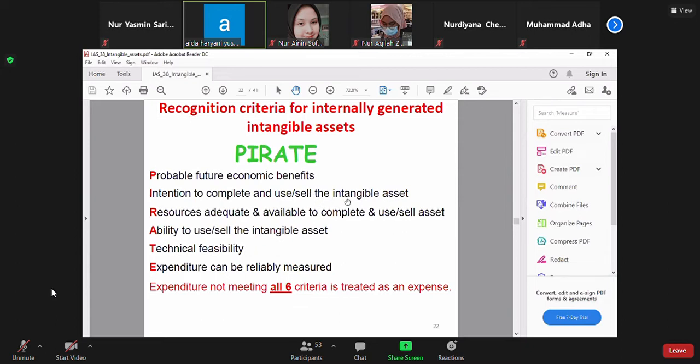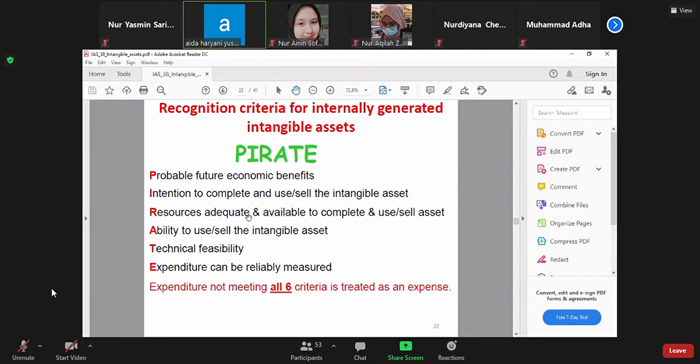Intention to complete and use and sell the intangible asset, which is the development cost. Resources adequate and available to complete and use or sell the asset. Many people will buy the vaccine. Ability to use or sell the intangible asset, the technical feasibility. Expenditure can be reliably measured. So, expenditure not meeting all these 6 criteria is treated as an expense.